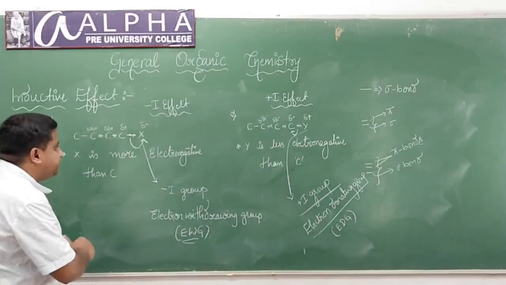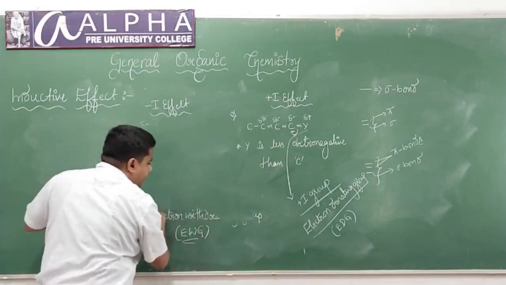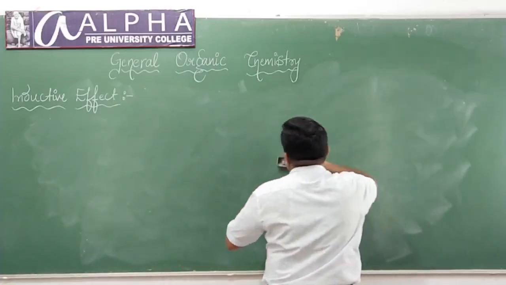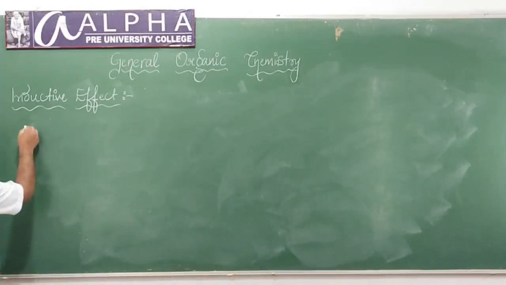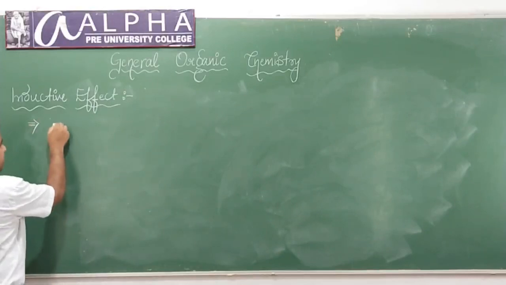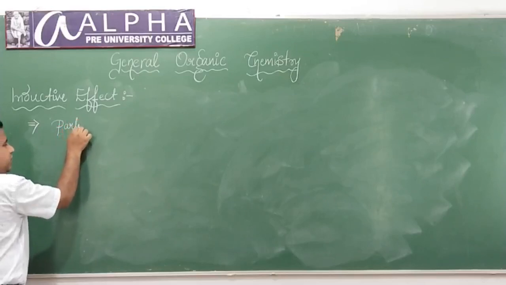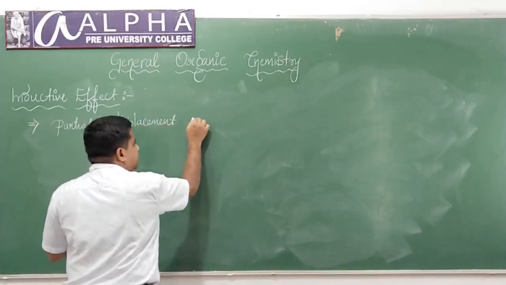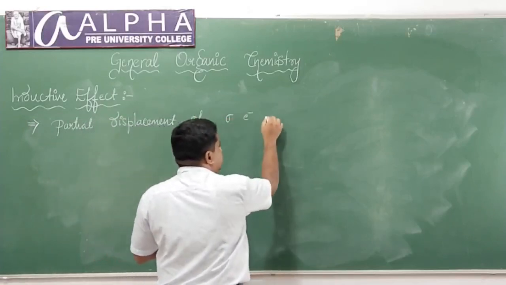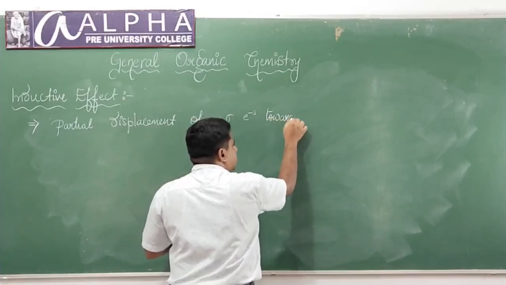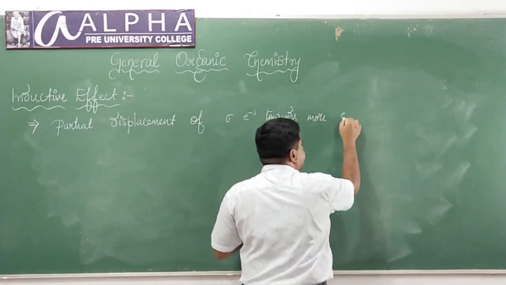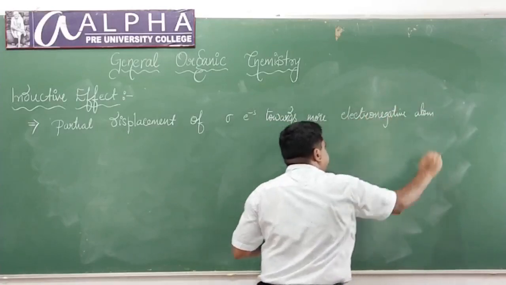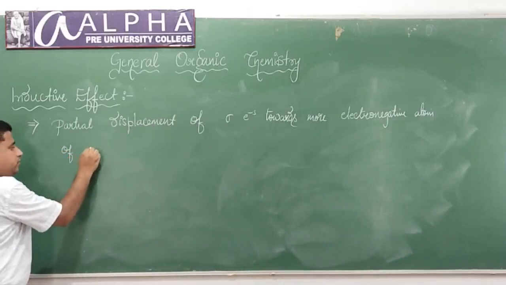What are the characteristic features of inductive effect? Look here. So first thing, what exactly is inductive effect? Inductive effect is nothing but a partial displacement of sigma electrons towards the more electronegative atom of the sigma bond.